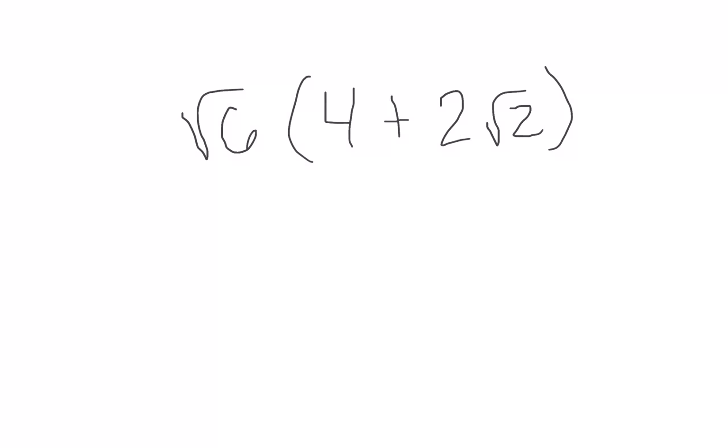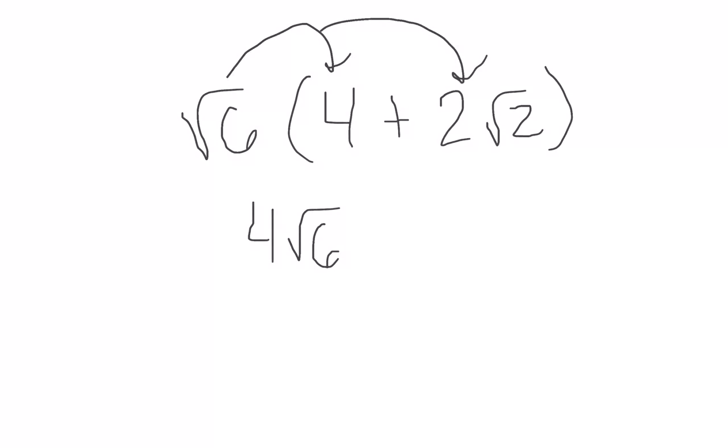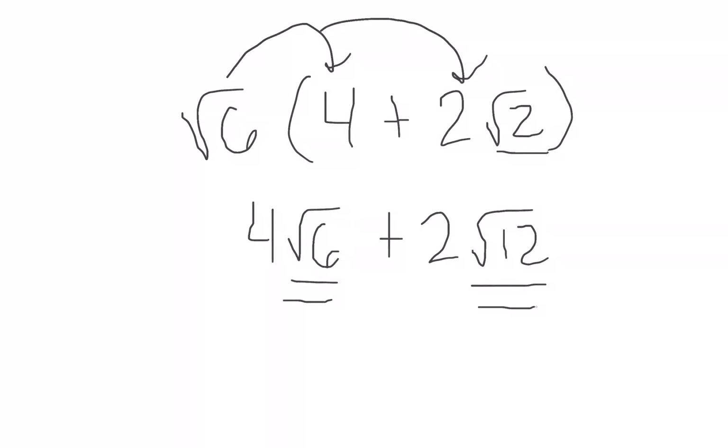For this problem right here, I look and I see it's distribution. So I'm going to distribute the radical 6 by multiplying it by both the 4 and the 2 radical 2. 4 and 6 aren't both under a radical, so I just have to leave it as 4 times radical 6. But since I have a radical 2 over here, I can have this one as 2 radical 12, because 2 times 6 is 12. Now I look here and I go, oh, I can't add these things together, again, because this radical is not the same as this one, but this can simplify.